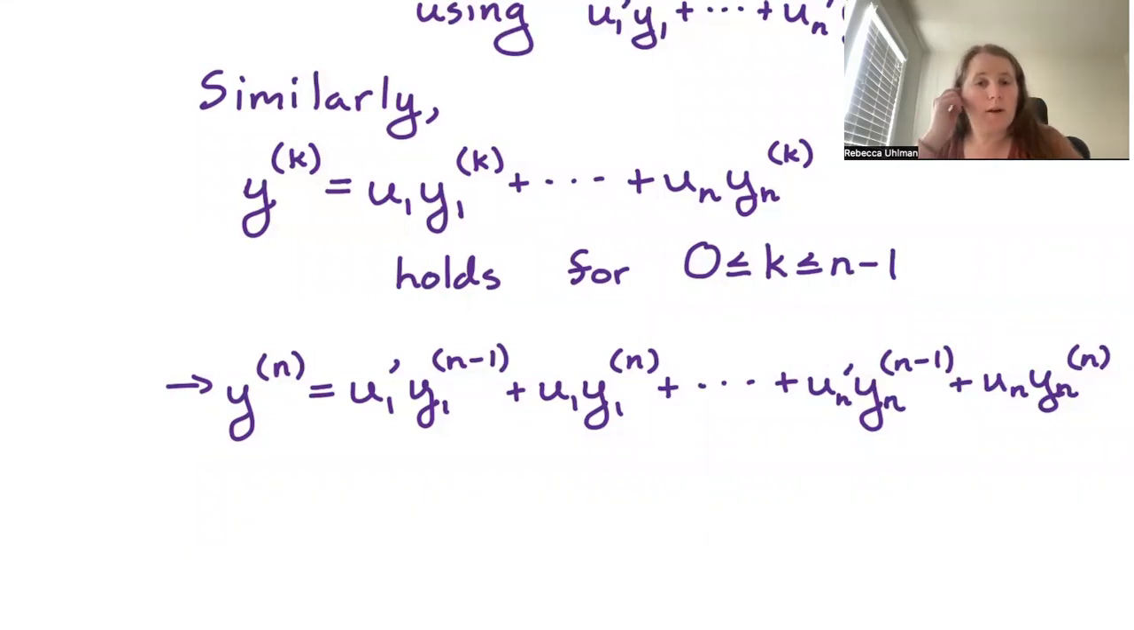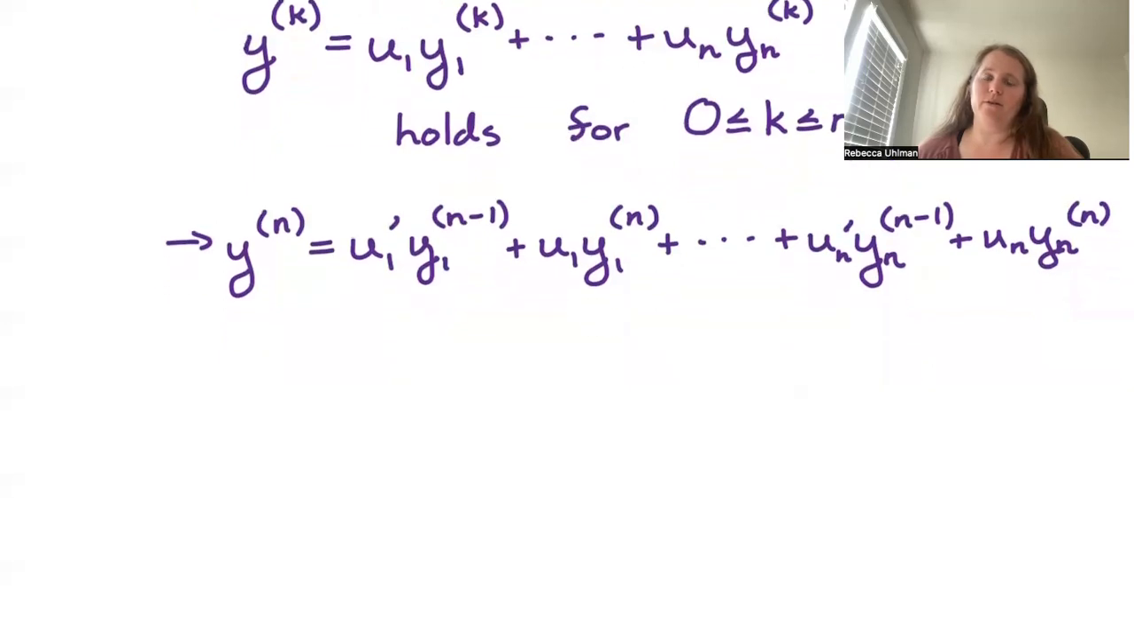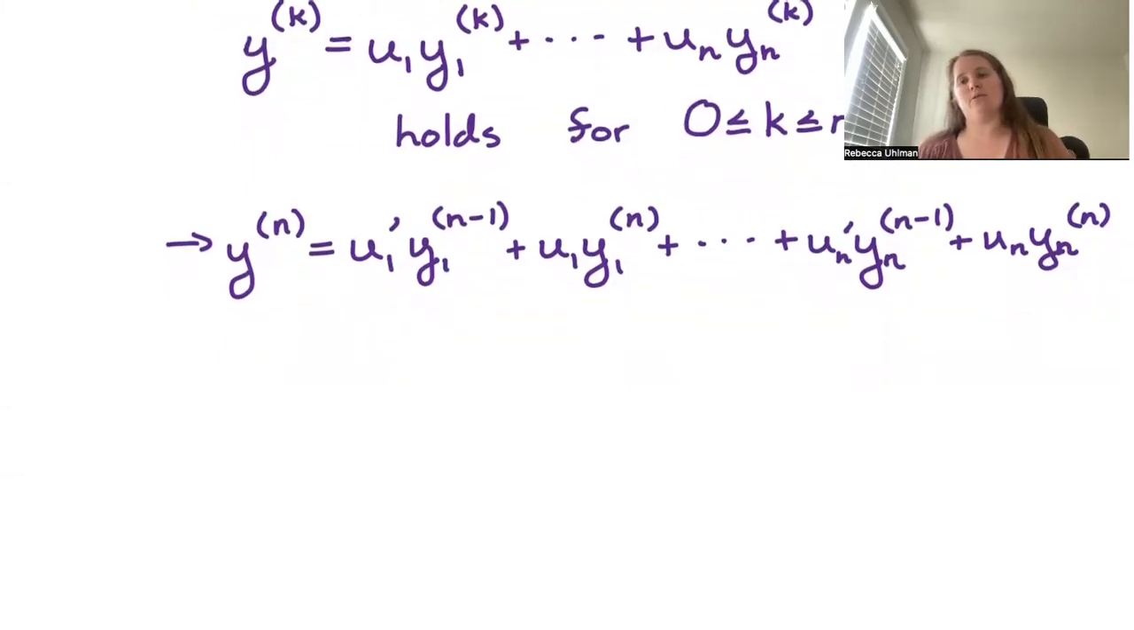Again, I'm just performing product rule on each of the terms of the equation for the n minus first derivative. So the n minus first derivative would have just been u1 times the n minus first derivative of y1 plus all the way up through un times the n minus first derivative of yn. By that previous rule, performing product rule on that, we would get u1 prime times the n minus first derivative of y1 plus u1 times the nth derivative of y1, all the way down to un prime times the n minus first derivative of yn plus un times the nth derivative of yn.